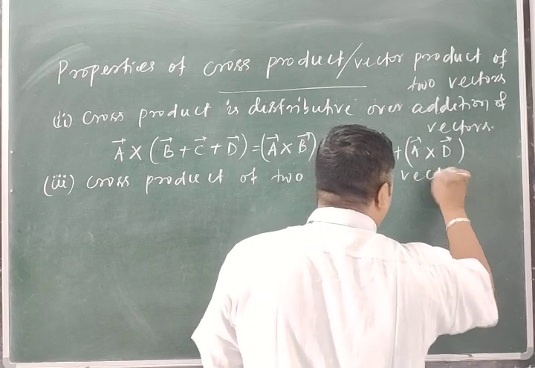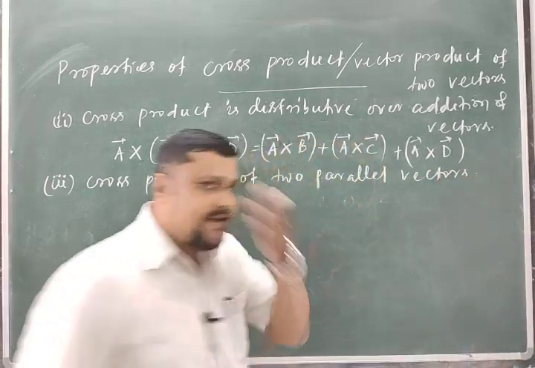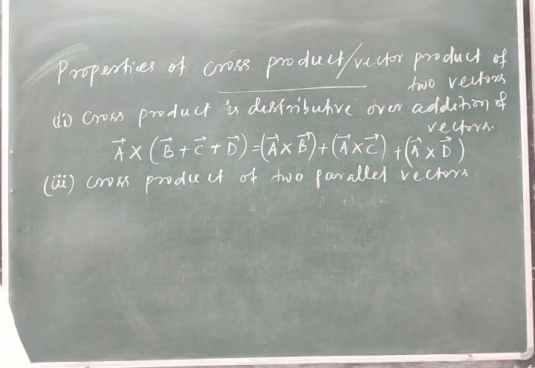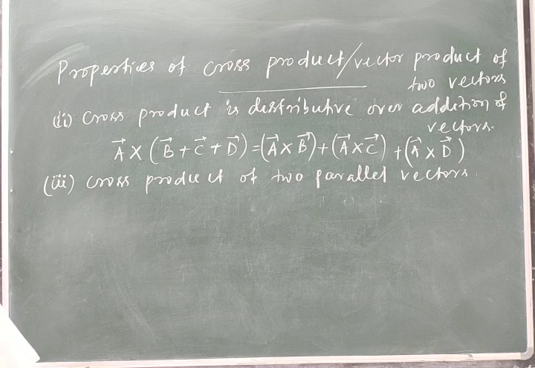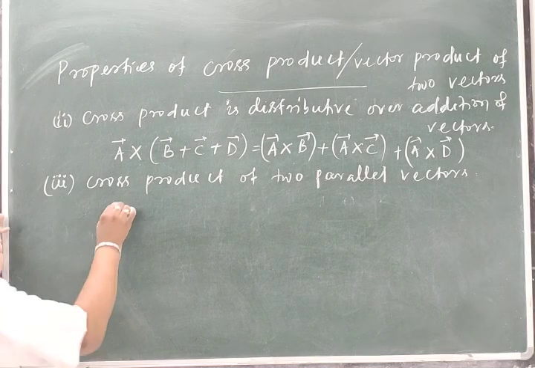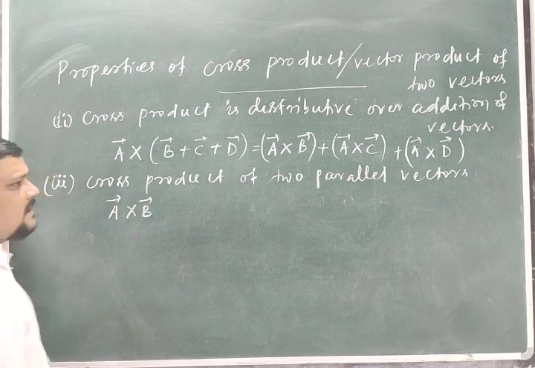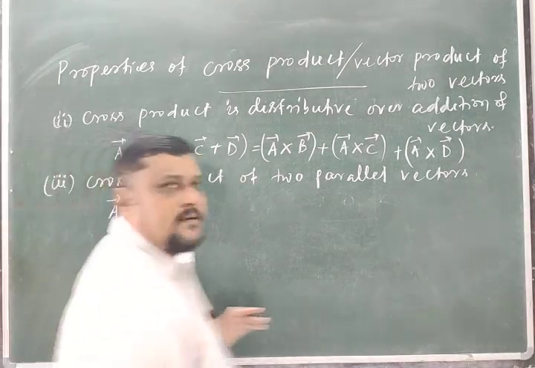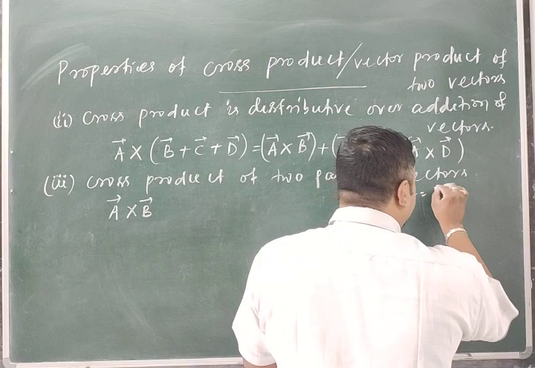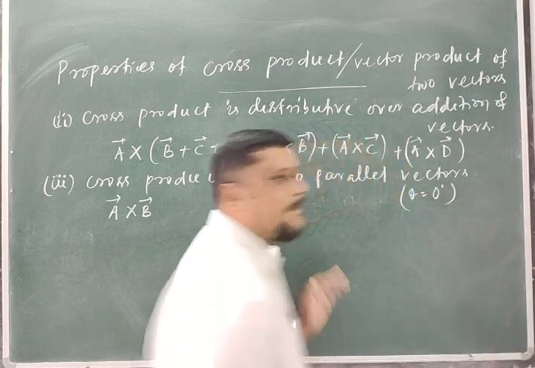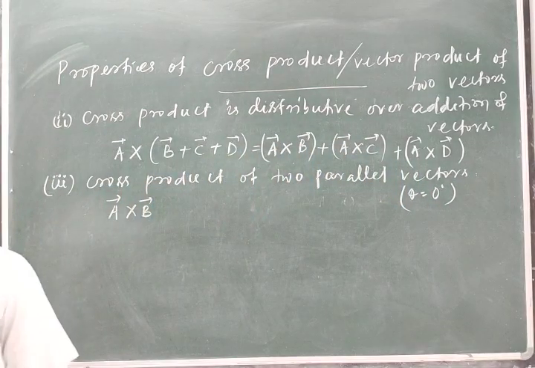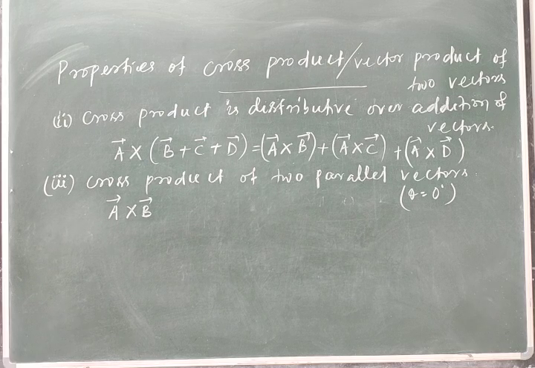What is the cross product of two parallel vectors? First we will find it. Let us consider two parallel vectors, A cross B. If they are parallel, then theta is equal to 0 degrees. So what will you get here?